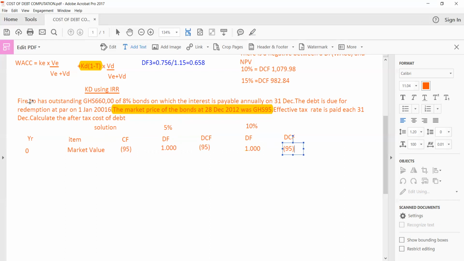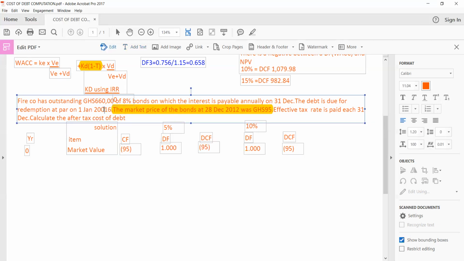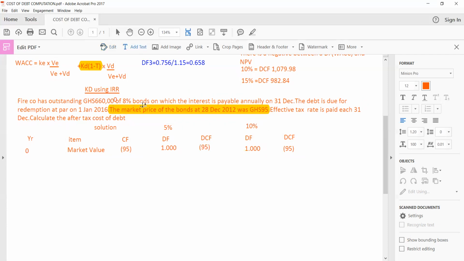And if you look at it carefully, we indicated that Fireco has outstanding 660,000 of 8% bonds on which the interest is payable annually until the 1st December. The debt is due for redemption at par on 1st January 2016. Let me just edit that a little bit. 1st January 2016. The market price of the bonds at 28 December 2012 was 95.